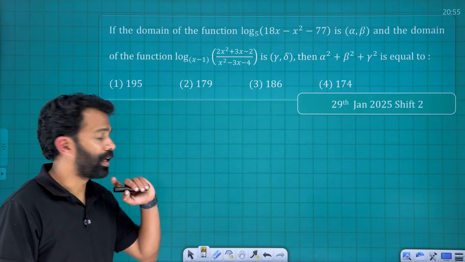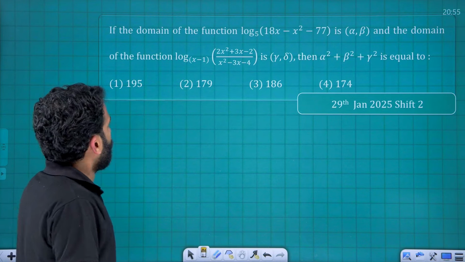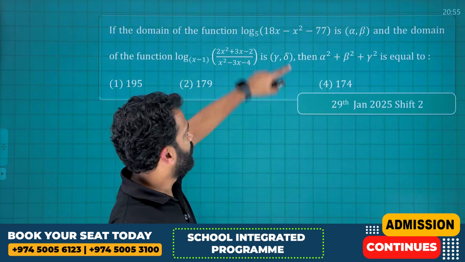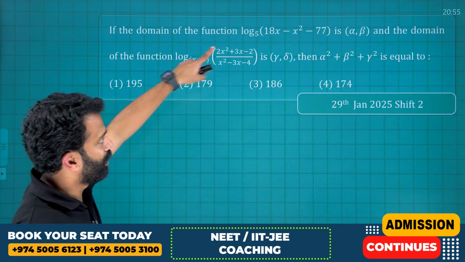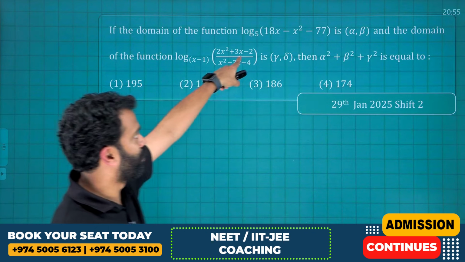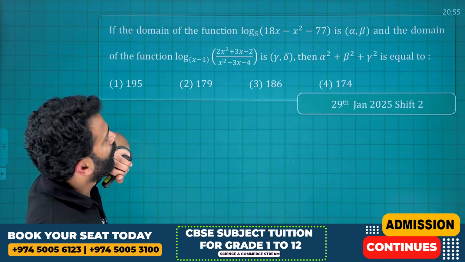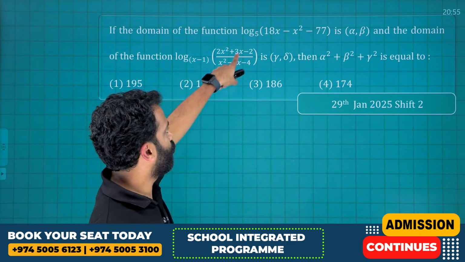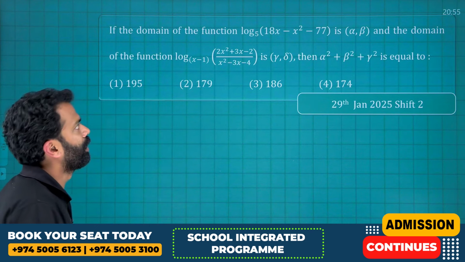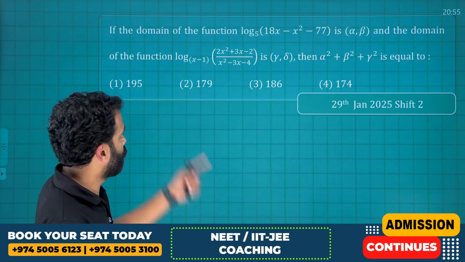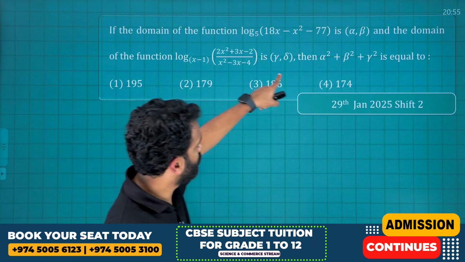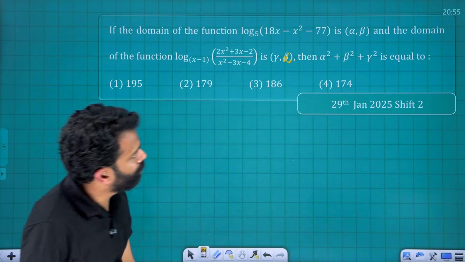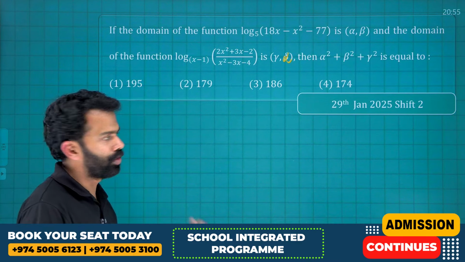This one. Okay. And the final question. Again, domain. But it's easy. The domain of the function log of (18x minus x square minus 77) to the base 5 is (alpha, beta). And the domain of another function, log of (2x square plus 3x minus 2) divided by (x square minus 3x minus 4) to the base (x minus 1), is (gamma, infinity). Then you need to find the value of alpha square plus beta square plus gamma square.